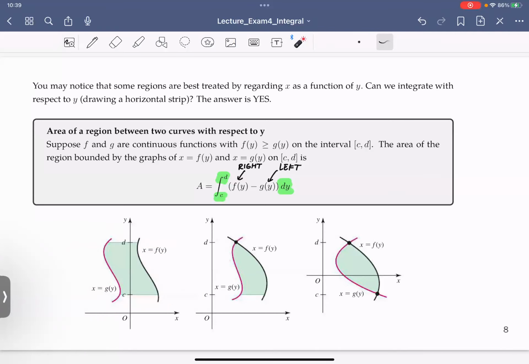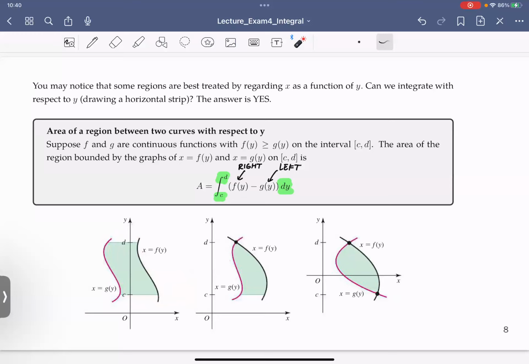If you want to integrate from c to d, you have this area. So you actually can do it. It's going to be the integral from c to d, where c to d is the range that you integrate, and then you take the right hand curve minus the left hand curve. Always do the right hand minus the left hand, always. If you set it up this way with dy, you can also get the area of a region.